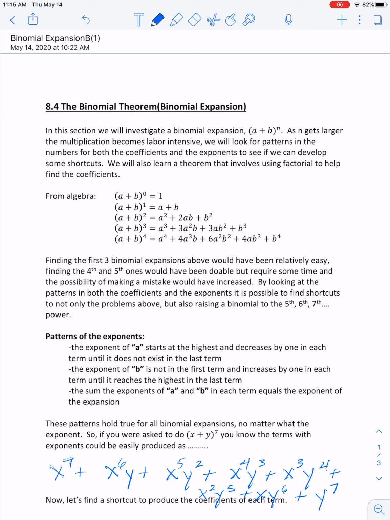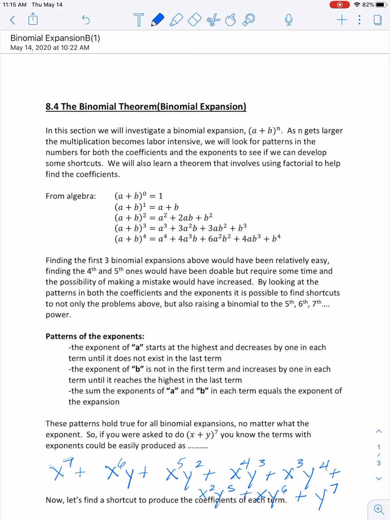So you can see that for x, it went 7, 6, 5, 4, 3, 2, 1, 0. And for the y variable, it went 0, 1, 2, 3, 4, 5, 6, 7. If you want, you can put in the exponents of 1 on the variables that don't have an exponent, but again, it's understood to be a 1. Okay, so that is how easy it would be to produce the variables and their exponents.